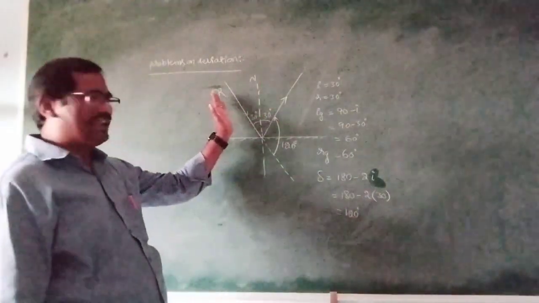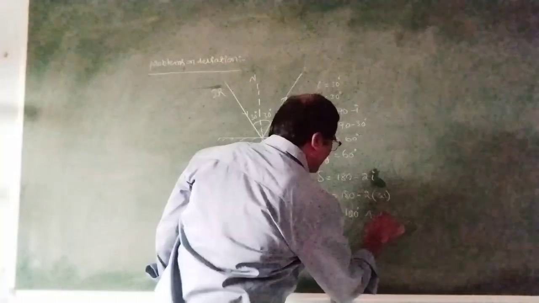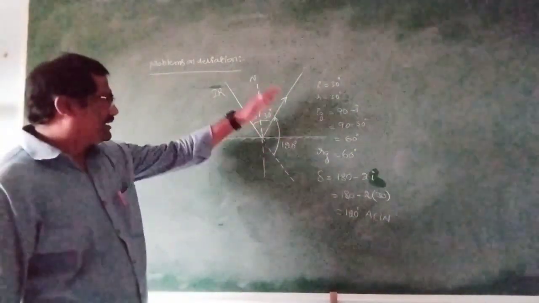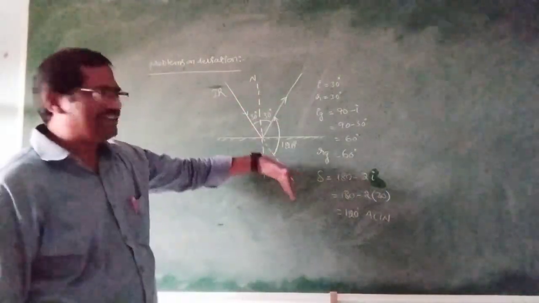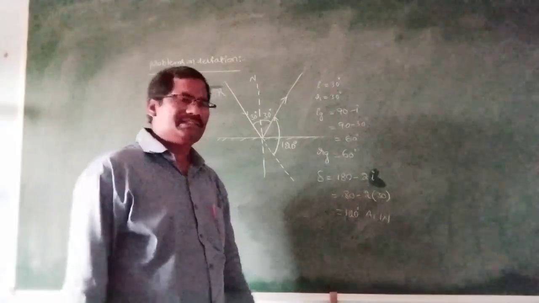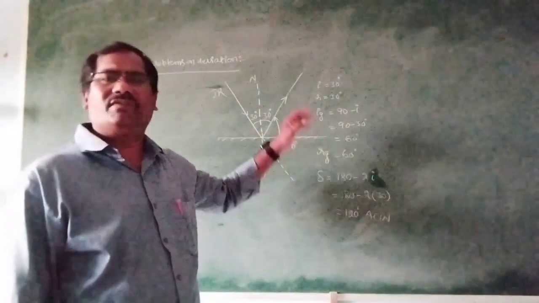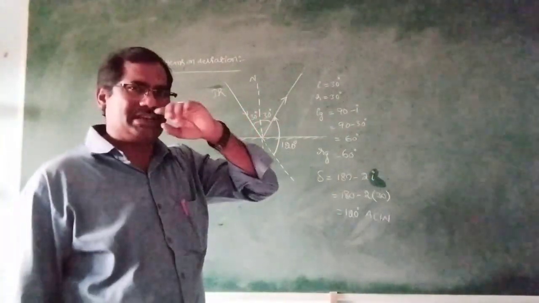In which direction? Anti-clockwise direction. In clockwise, this is 240 degrees. So 240 degrees in clockwise, 120 degrees in anti-clockwise. This is one of the questions.